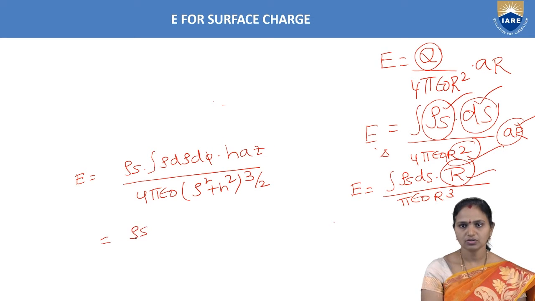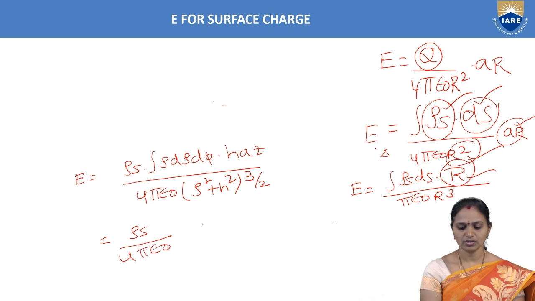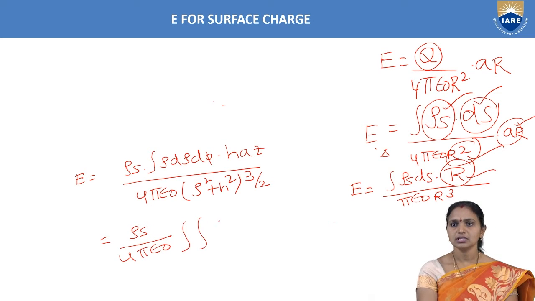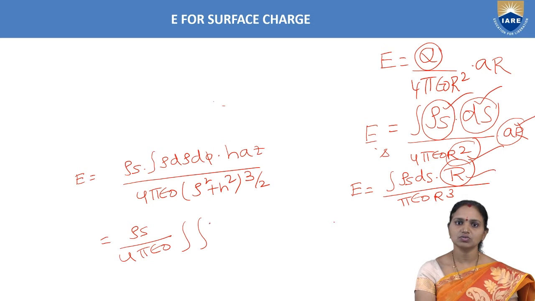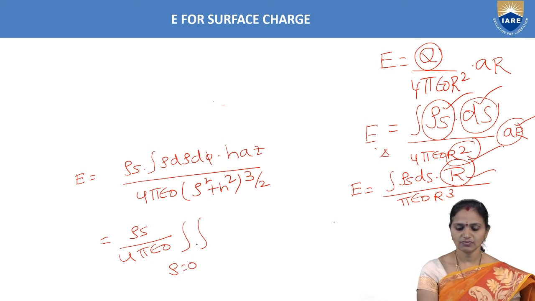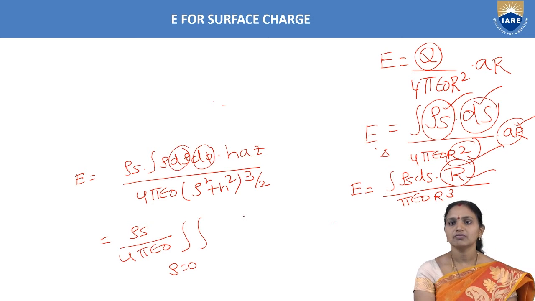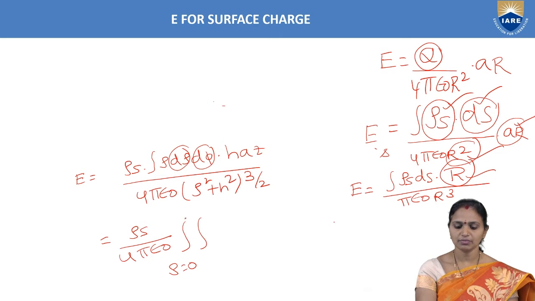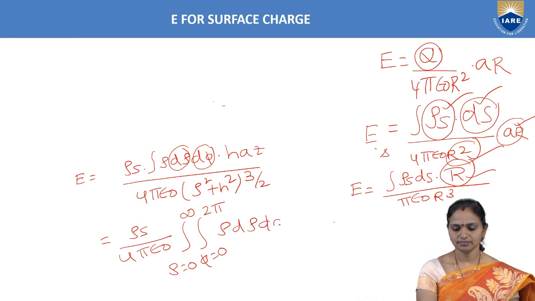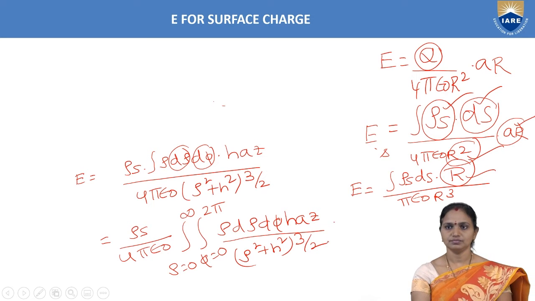So now rho s is constant and 4 pi epsilon naught is also a constant term. Now here the integration is along a surface. That means we must take the integration over two sides, as we have both d rho and d phi terms. One integration with respect to rho and one more integration with respect to phi. Rho limits are from 0 to infinite and phi limits are from 0 to 2 pi. Rho d phi, h divided by rho square plus h square whole to the power of 3 by 2.